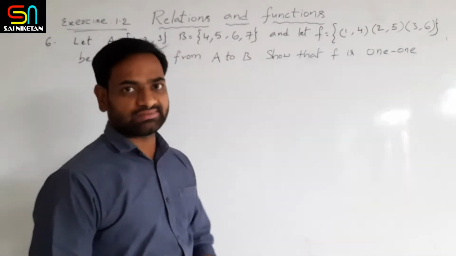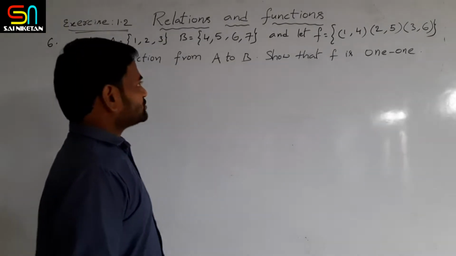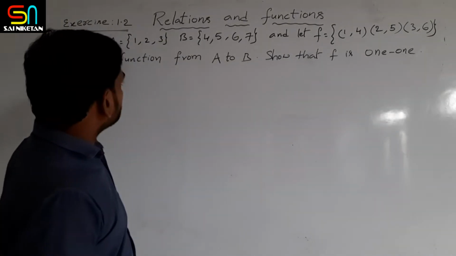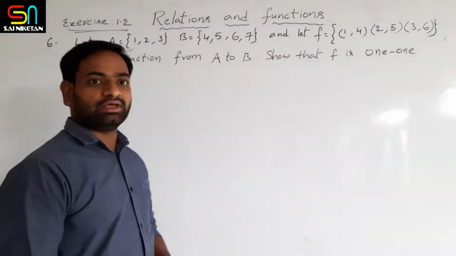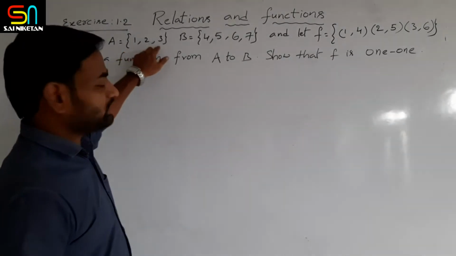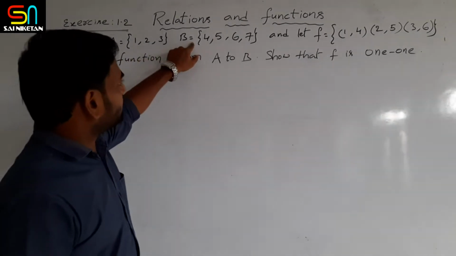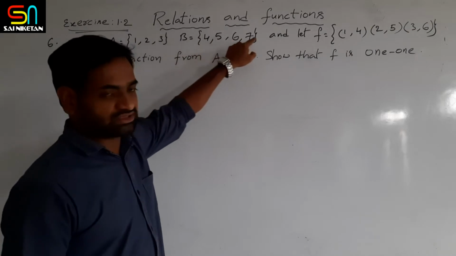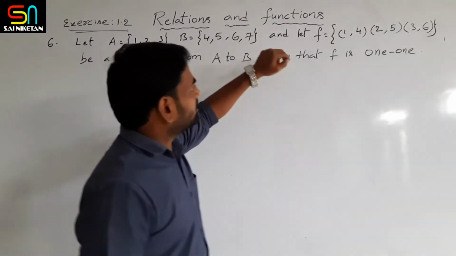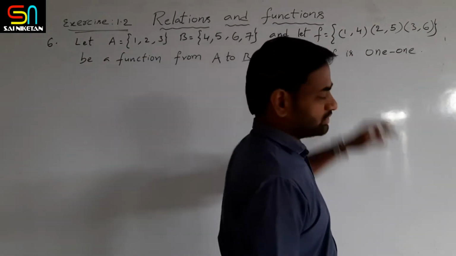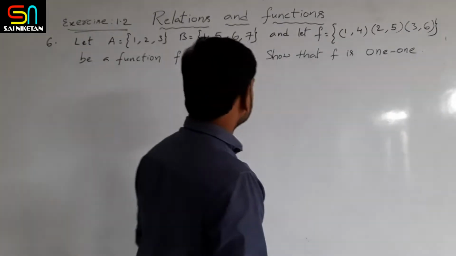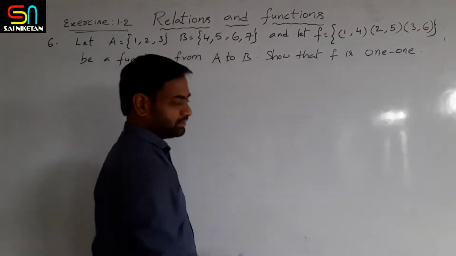Notations and functions. Okay, see the next one. This is the capital A. Capital A is {1, 2, 3}. It is a set. Next, capital B is {4, 5, 6, 7}, another set. Now, what is the function? This function is from A to B.